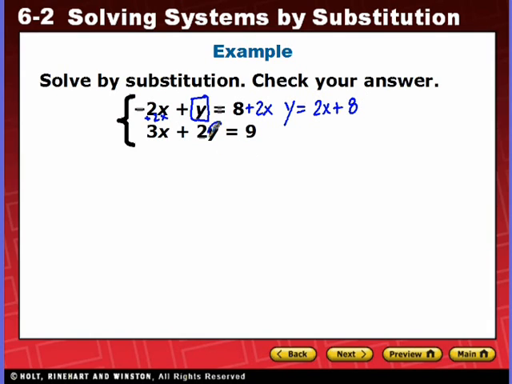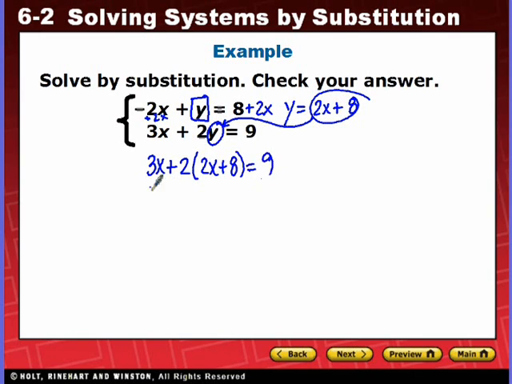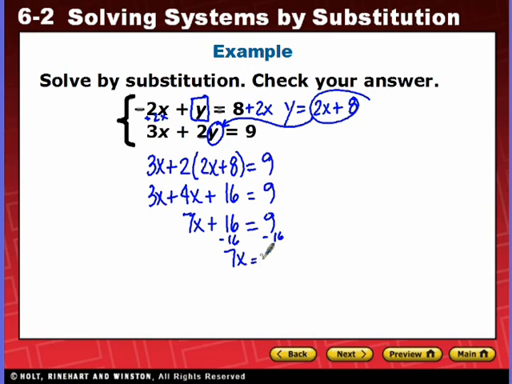And then I'm going to replace y with 2x plus 8. So I get 3x plus 2 times 2x plus 8 equals 9. Distribute. 3x plus 4x plus 16 equals 9. 7x plus 16 equals 9. Subtract 16 from each side, and we get 7x equals negative 7. So x equals negative 1.